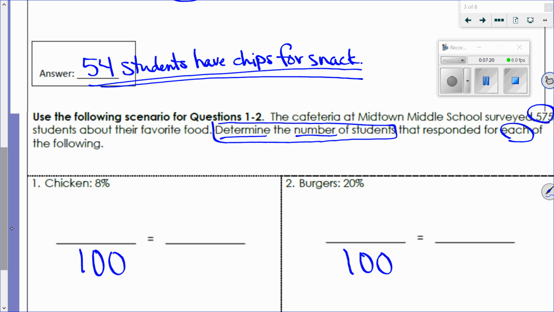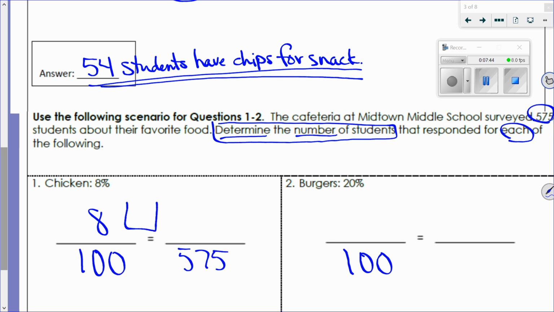So for chicken, what was our percent? So what goes over the 100? 8. What was the additional piece of information they gave us? Jasmine? So where does that go? Is that the part of the students or the whole students? So that goes in the denominator on the bottom.